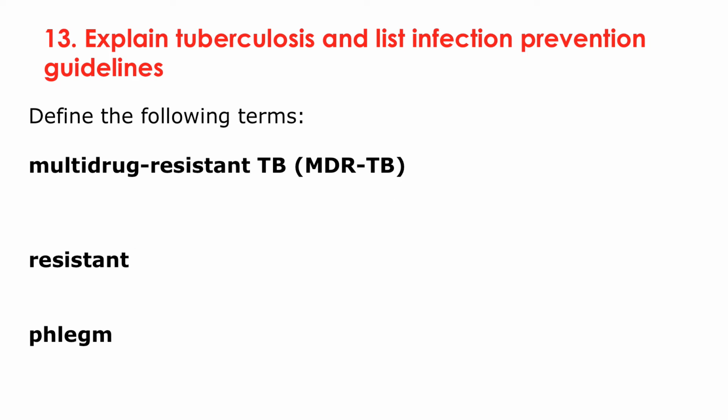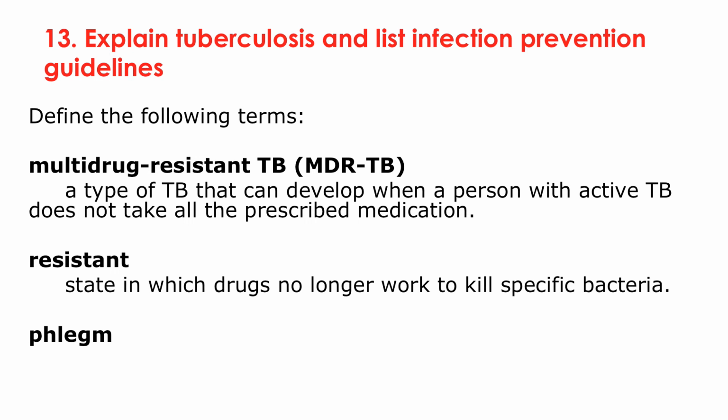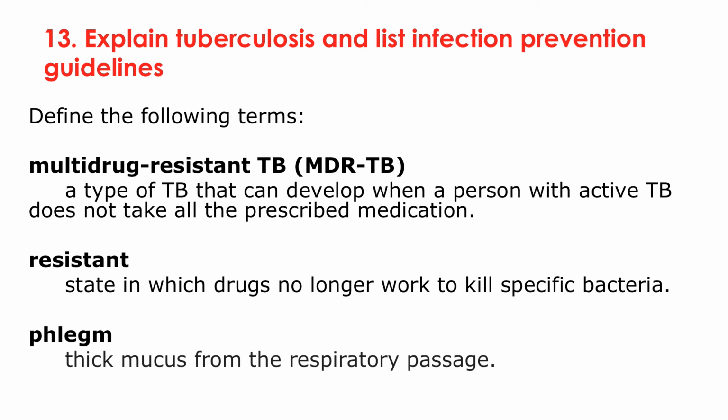Now, multi-drug resistant TB is a type of TB that can develop when a person with active TB does not take all the prescribed medications. Remember, we teach people that we need to be able to take the full dose to prevent any bacteria from starting to have resistance to something. The term resistant means the state in which drugs no longer work to kill the specific bacteria. Phlegm is that thick mucus from the respiratory passages.